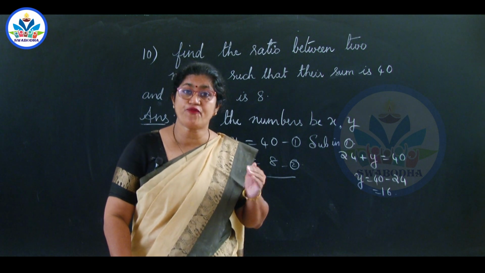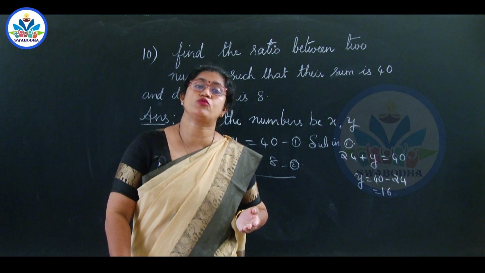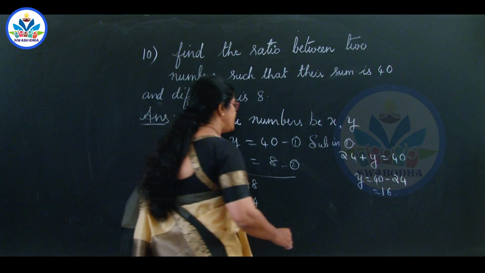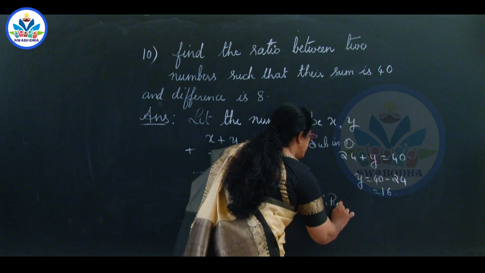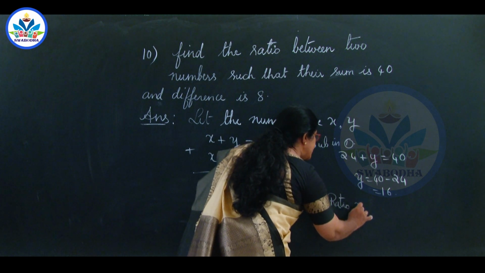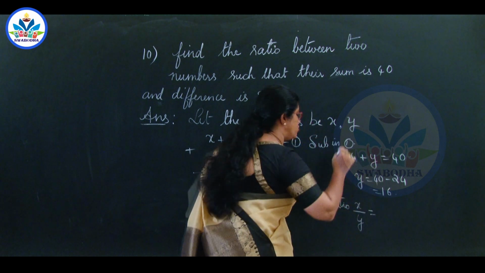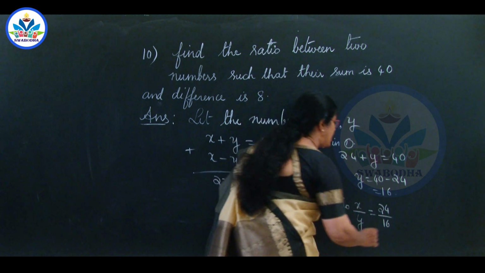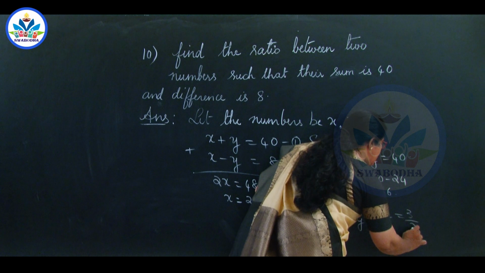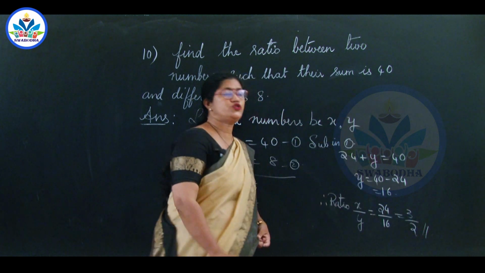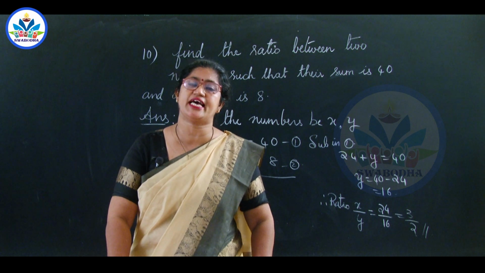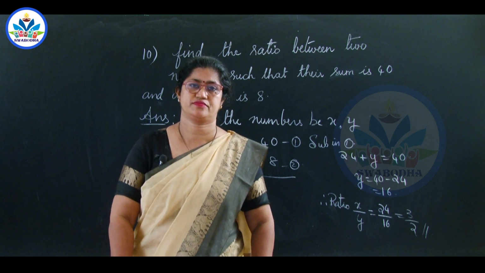The question is not to find the two numbers, but to find the ratio of the two numbers. Therefore, the ratio, that is x by y, is equal to 24 by 16, and that is 3 by 2. So, you get the ratio is 3 by 2. You can also write it as 3:2.